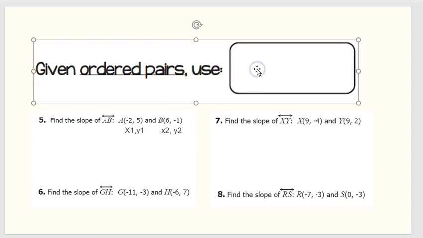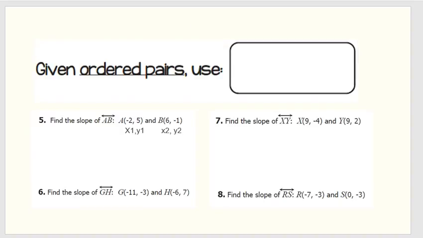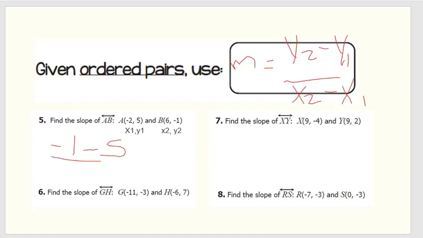Okay, so now that we've labeled these, we can use our equation that we had up here. I guess it went away. Let me put it back. Which was our slope, m equals y2 minus y1 over x2 minus x1. Okay, still the same thing. So if we're going to calculate number 5, our y is -1 minus 5 on top. And then we would have 6 minus a -2 on the bottom.